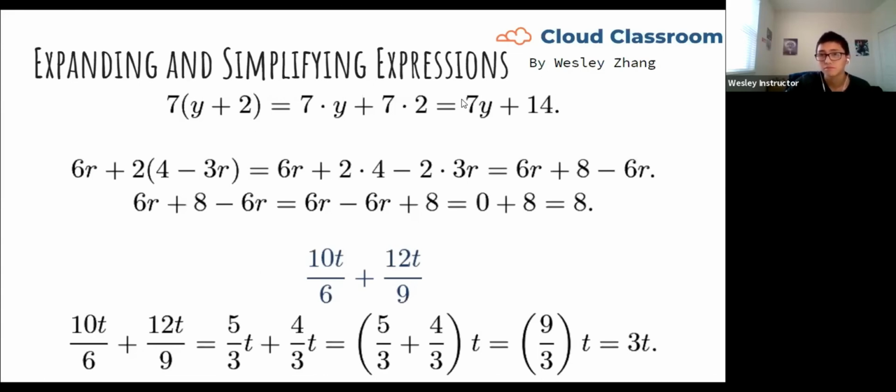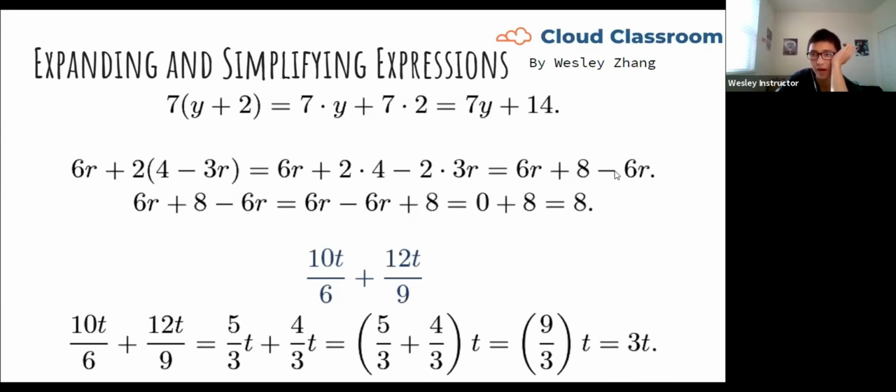We treated y basically as a number. That's what you do in algebra. So let's go to the second one: 6r plus 2 times the quantity 4 minus 3r. We have a 6r here, but we want to multiply the 2 into the parentheses. So 2 times 4 minus 2 times 3r. This becomes 6r plus 8 minus 6r.